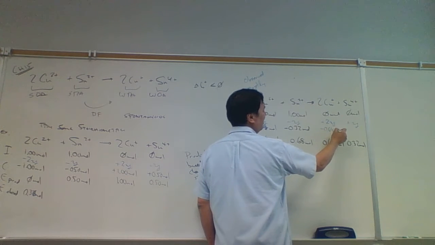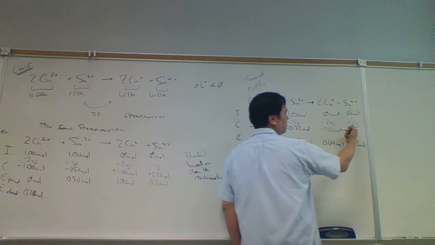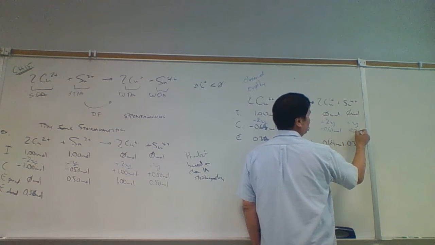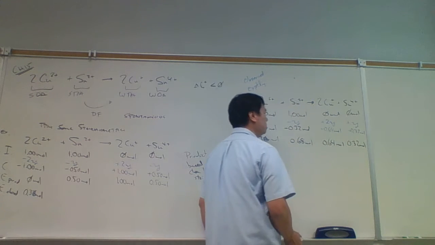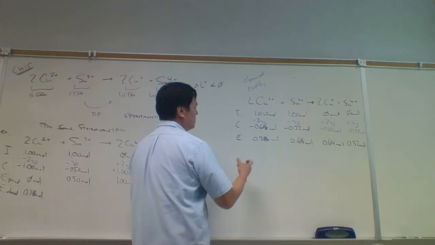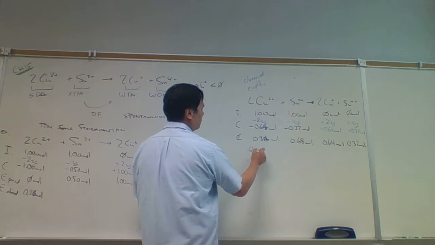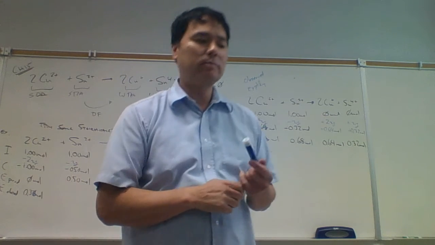And so at the end, I go 0 plus 0.64 gives me 0.64. And this is plus y, so this is plus 0.32. And so I go 0 plus 0.32 gives me 0.32. And so overall, what I see is 64% reaction. And why is that? Why don't I see 100% reaction?